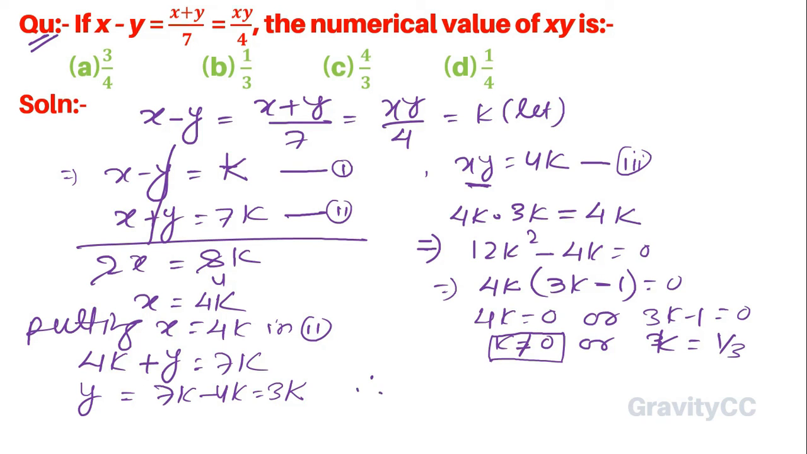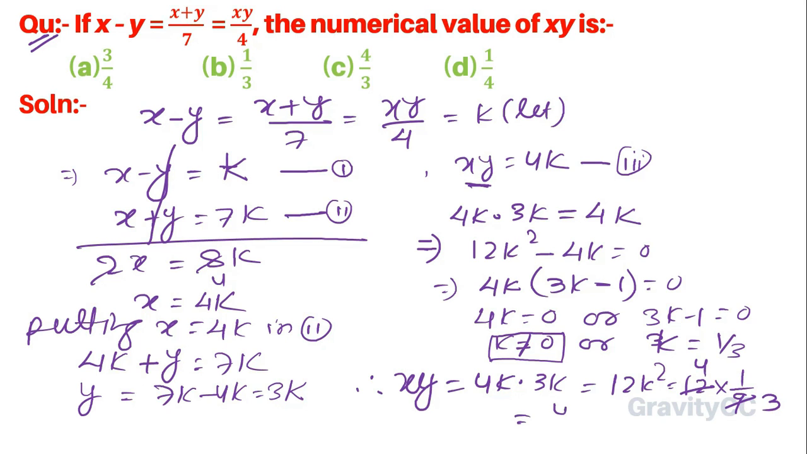So therefore xy is equal to 4k into 3k, so 12k square equal to 12 into 1 by 9. Cancelling by the table of 3, 4 threes are 12 and 3 threes are 9, so 4 upon 3 is the required answer. So option C is the correct answer.